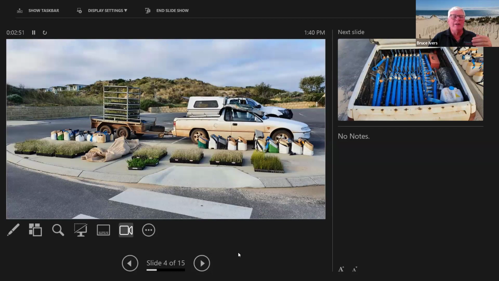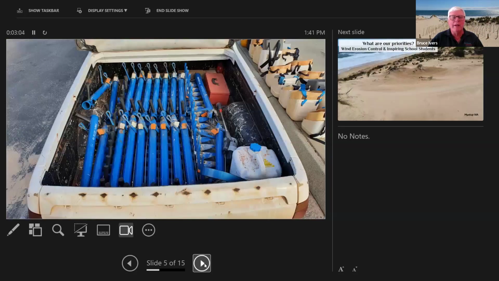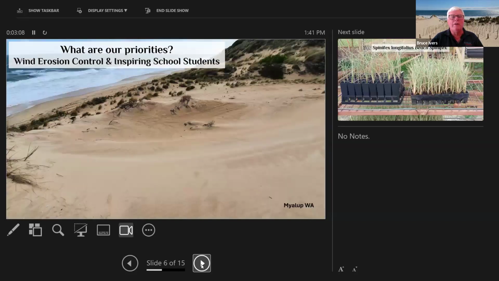This is the background. So there's the ute with all the gear. We've got the seedling buckets near the ute, and we've got all the seedlings close to us. And so if I go on, there's a tray of the ute full of tree planters, which we use for the kids to plant. And so what are our priorities? Wind erosion control and inspiring the students.